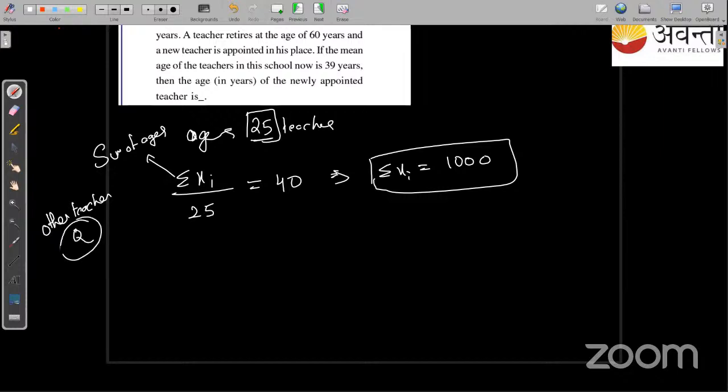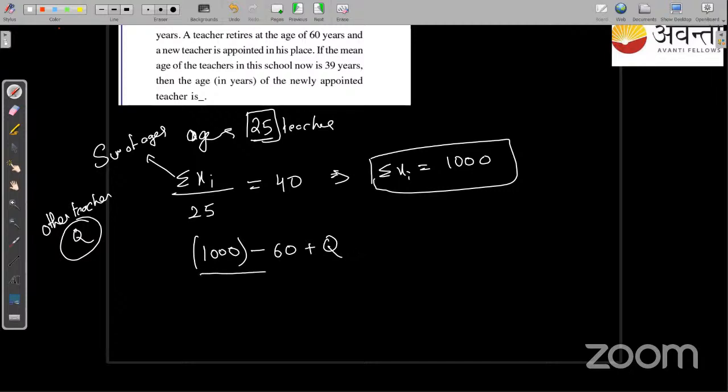Let us take it as some q. Okay, so now tell me, what is happening, guys? Our sum is 1000, right? So we have to remove the guy who is getting retired, who is of age 60 years. And now he is replaced with another guy who is having the age of q.